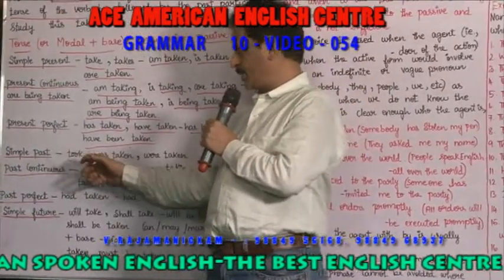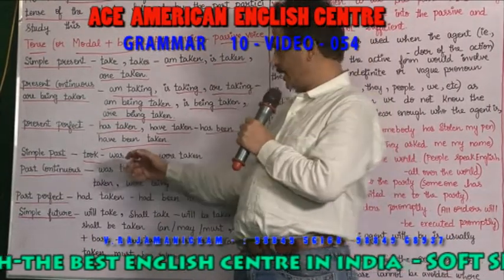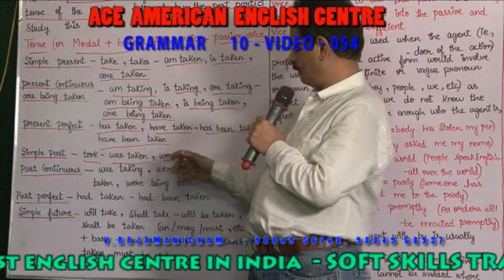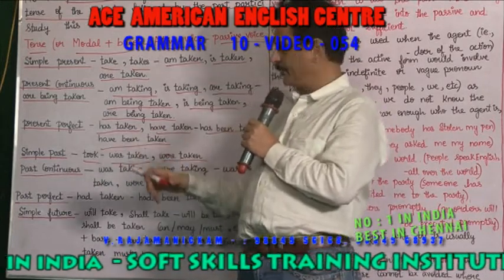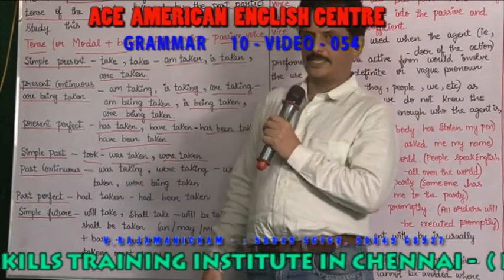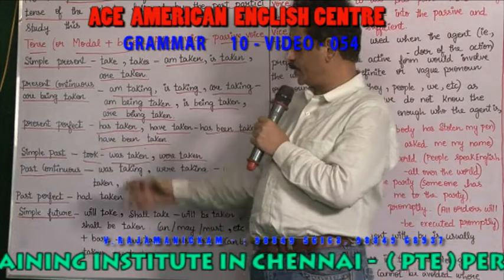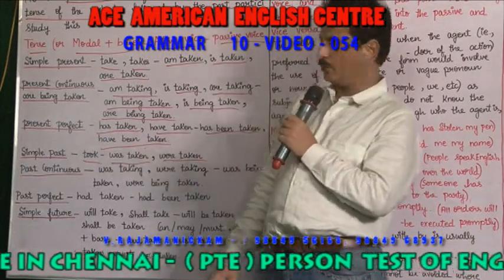Simple past, took in active voice, in passive voice changes into was taken, were taken. Say he took a book, a book was taken by him. He took books, books were taken by him. So in active voice, took, past tense, changes into was taken or were taken in passive voice.